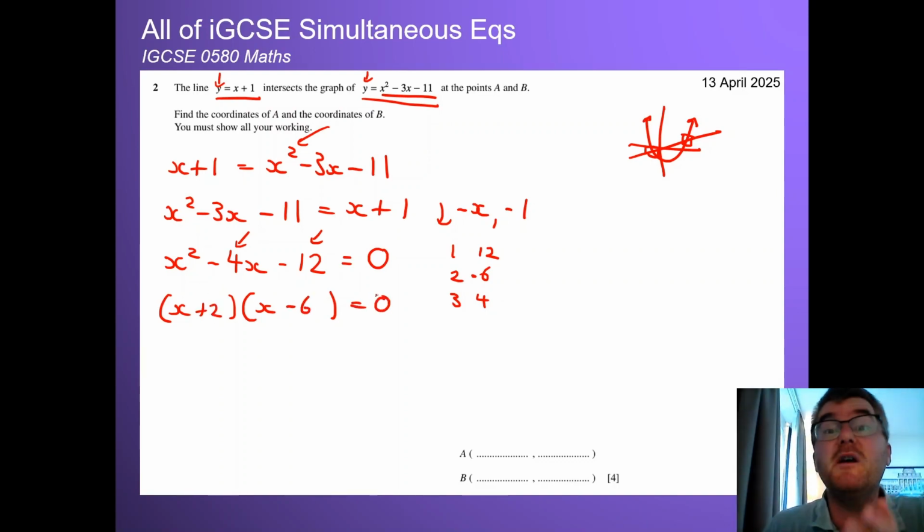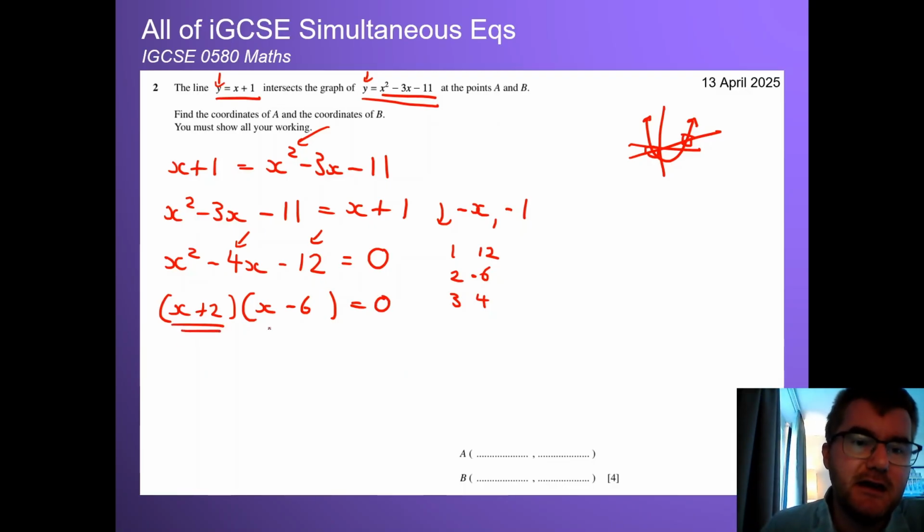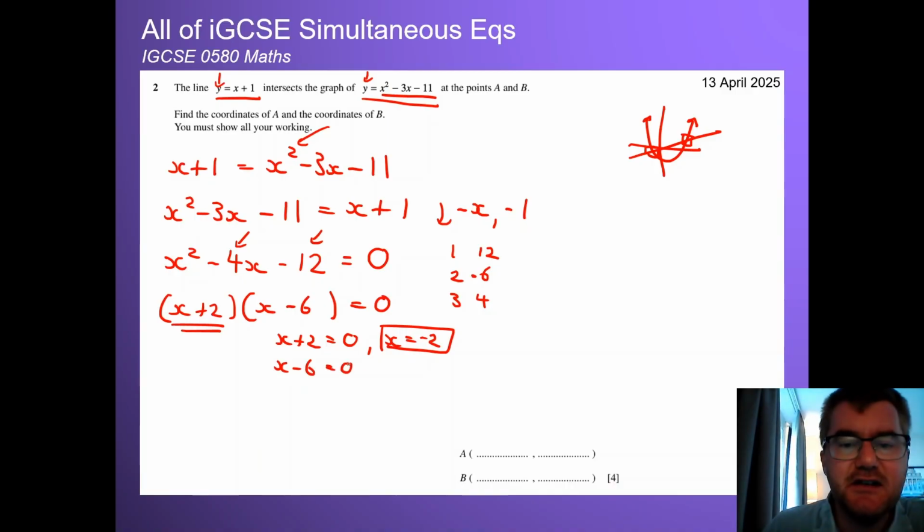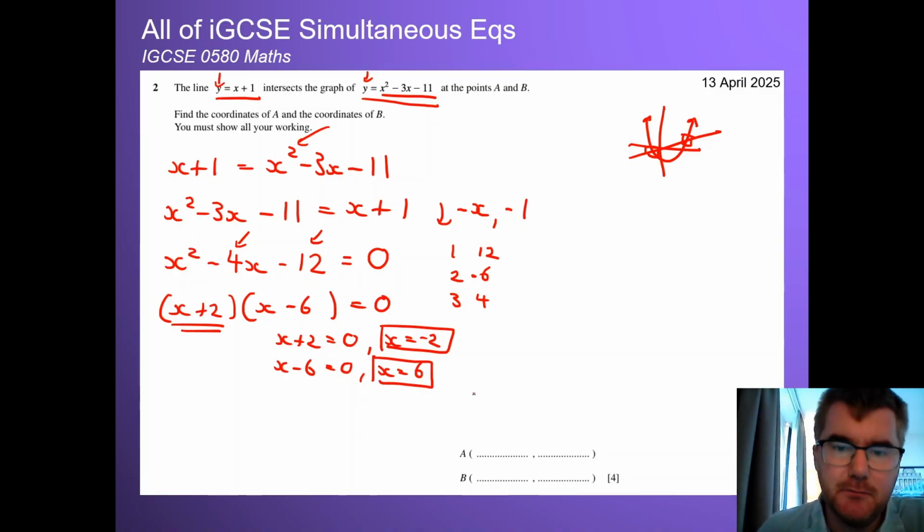And this is much quicker than using the quadratic formula, because now we can say either this bracket, so x plus 2 is 0, in which case x is minus 2, that's our first x answer, or x minus 6 is 0, and therefore x must be equal to 6. So this gives us the x coordinates of these intersection points. And in fact, I can actually write those in, so minus 2 and plus 6.